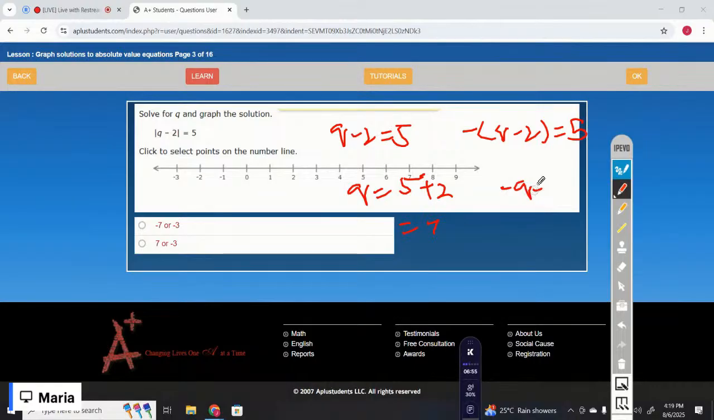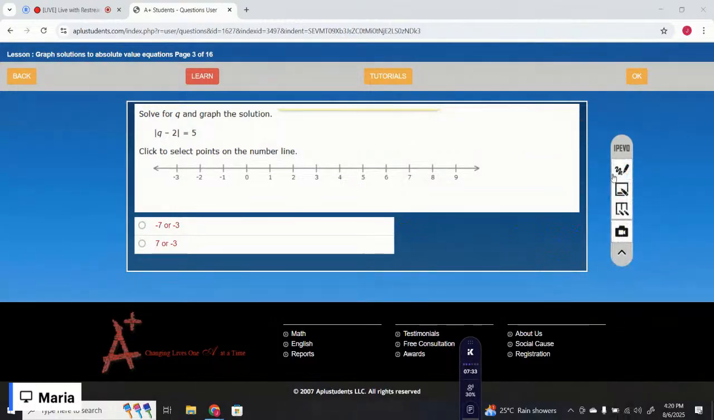And then negative q plus 2 equals 5. So negative q equals 5 minus 2, 3. And q equals negative 3. So we have two values, they are 7 and negative 3. Option number 2 is the correct option, 7 and negative 3.